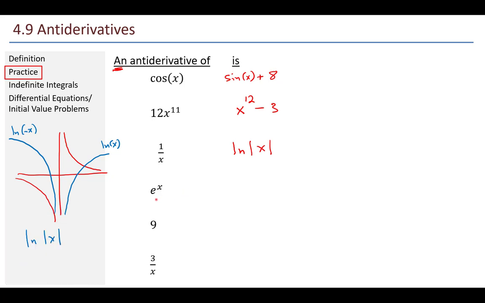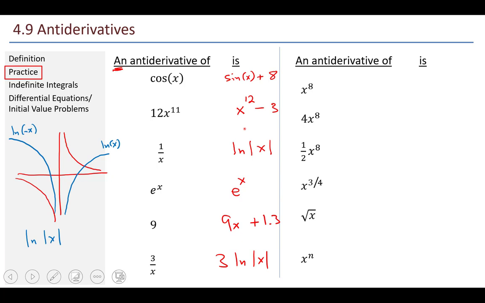Alright, continuing on. How about an antiderivative for e to the x? E to the x, excellent. Antiderivative for 9, 9x plus any number you want. Okay. And how about 3 over x? 3 times the natural log of the absolute value of x.